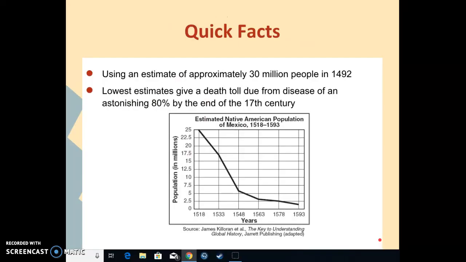One quick fact I want to show you: in 1518, they had over 26 million people living in North America, and then by 1593, only about 80 years later, look at the drop. That's a lot of people who died because of disease. I want you to take away that disease really impacted most of the Native American tribes, and that's why so many Native American tribes are almost on the verge of extinction today.